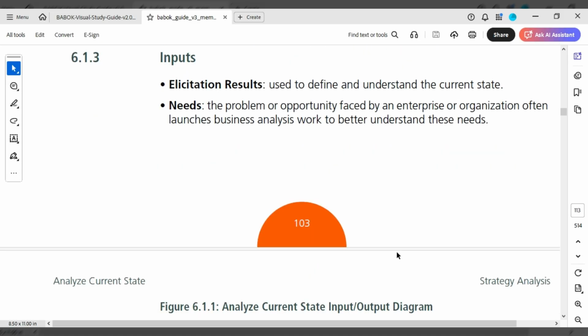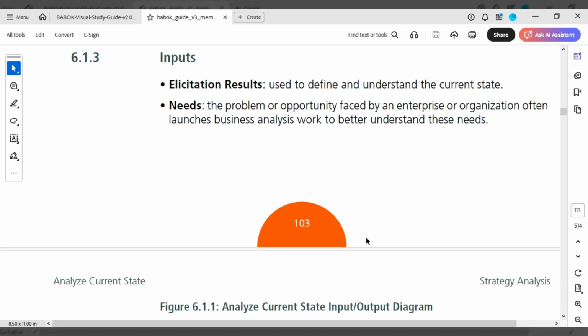The input is elicitation results. Very, very important. They are used to define and understand the current state. Yes, the elicitation results. You've collected your requirements, you've cleaned them up, you've validated them and all whatnot, and you now come back and you are using this for your strategy, needs. The problem or opportunity faced by an enterprise or organization often launches business analysis work to better understand these needs.